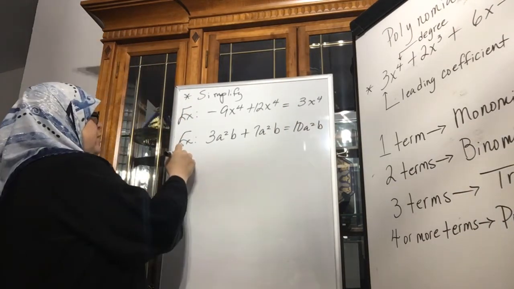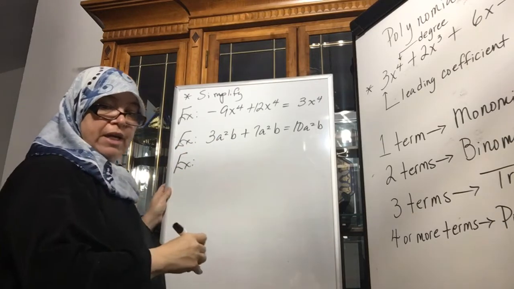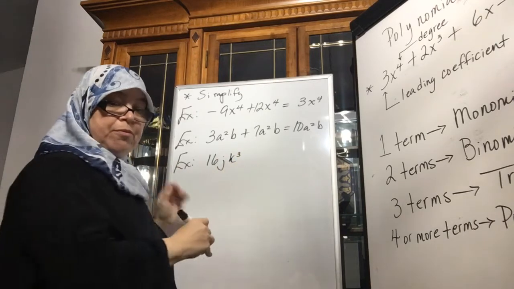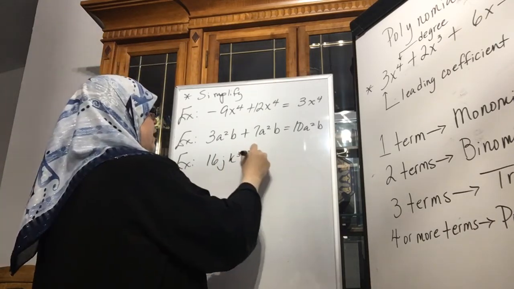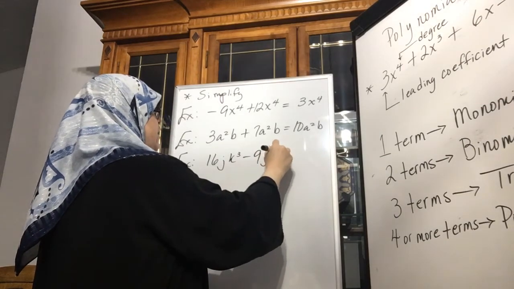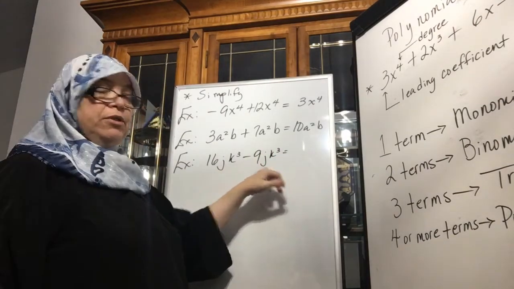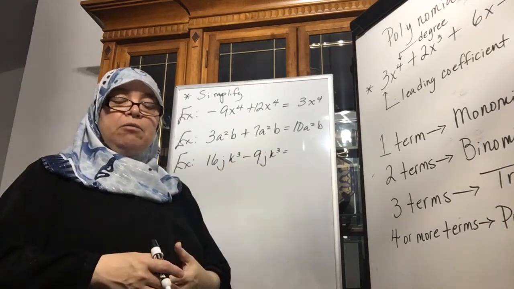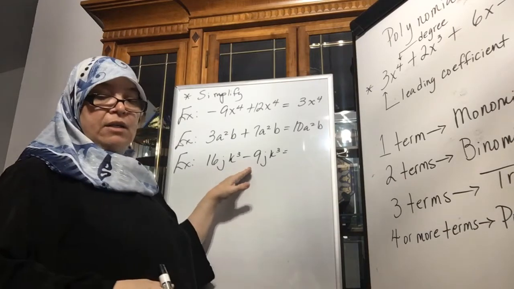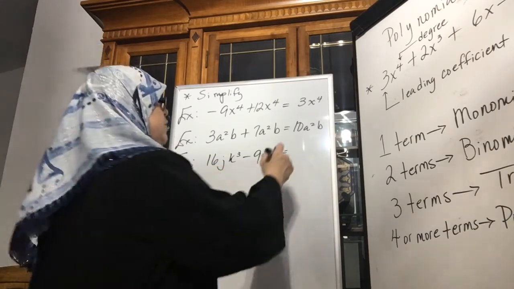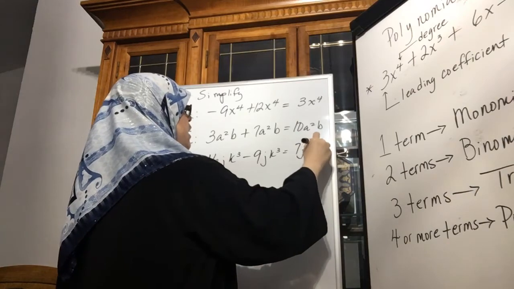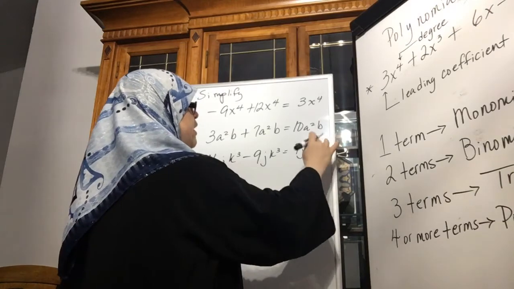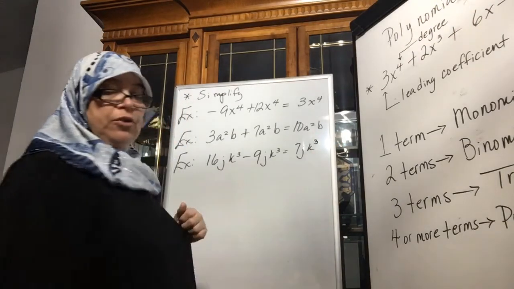Okay, let's try another one. What if I have 16jk to the 3rd, and then I have negative 9jk to the 3rd? Check your variables, j to the first, k to the third, k to the third, then I can go ahead and combine. So 16 minus 9, you should get 7jk cubed, or to the third. I don't know if you can see that very clearly, but it's supposed to be to the third.